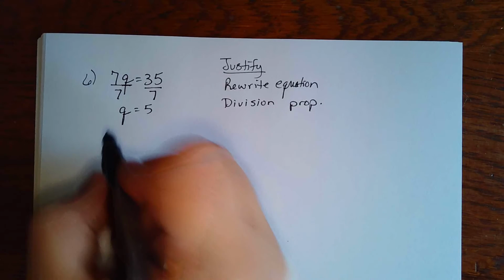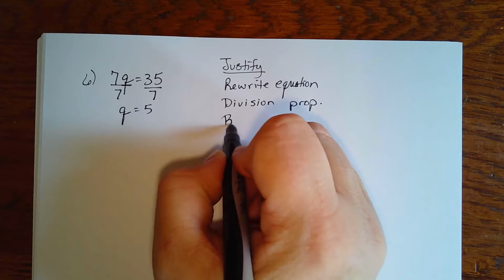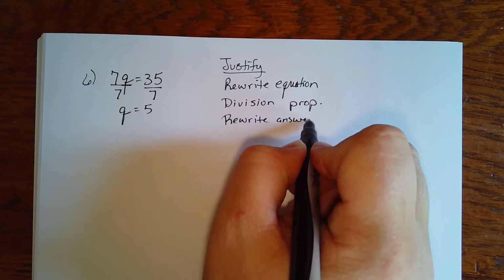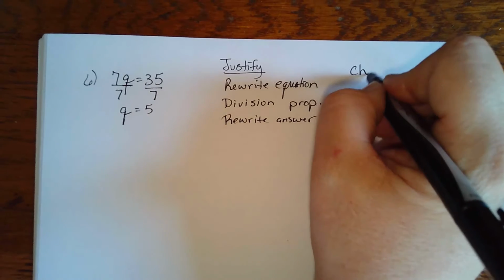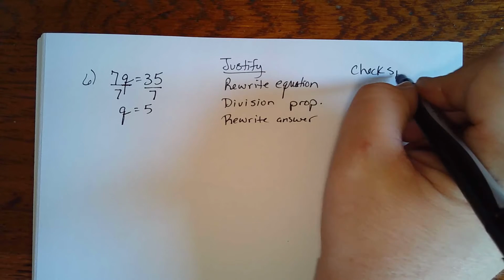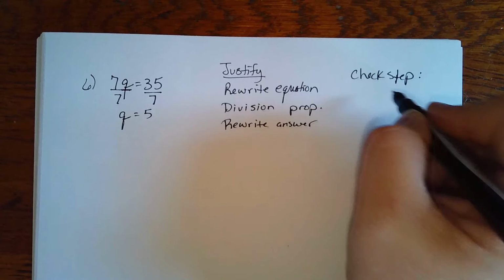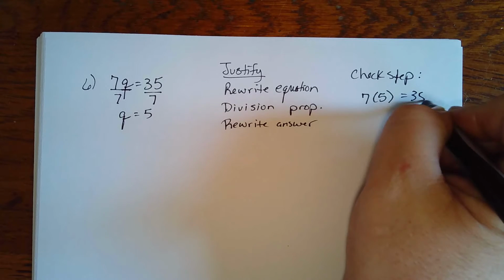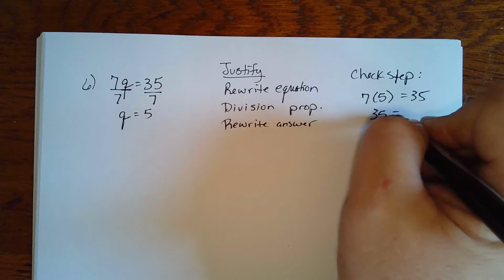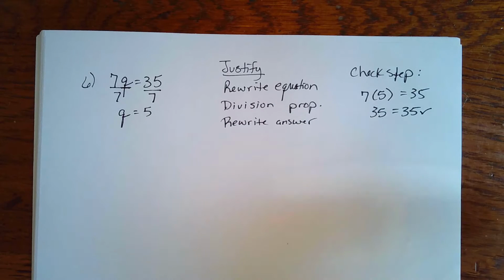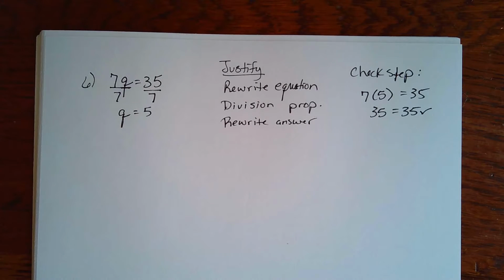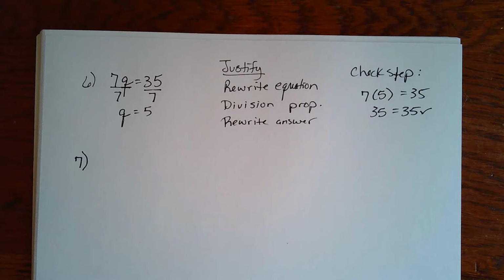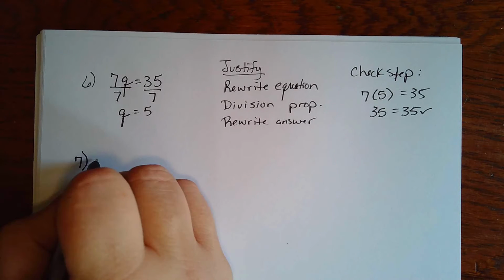And then, of course, for our final one, we're going to rewrite the answer. So check step. We have 7 times 5 equals 35, which is true. 35 equals 35, so we are good to go. I'm going to put number 7 down here, but in a moment we're going to pause the video and you're going to have an opportunity to do number 7.